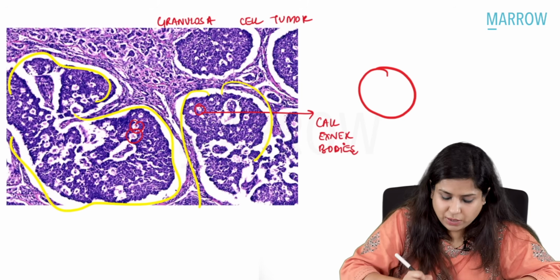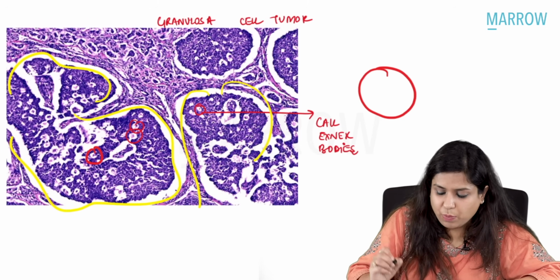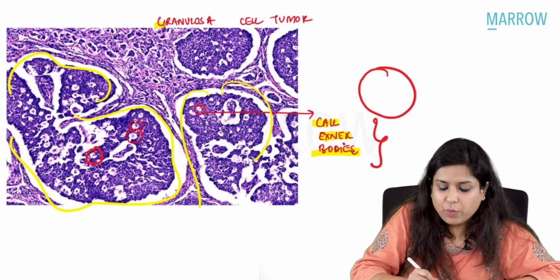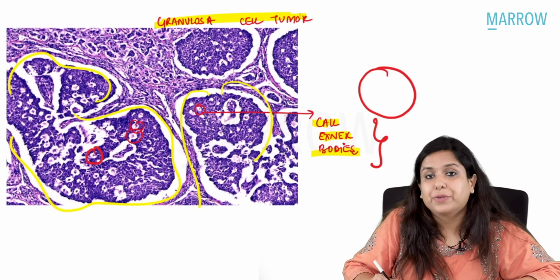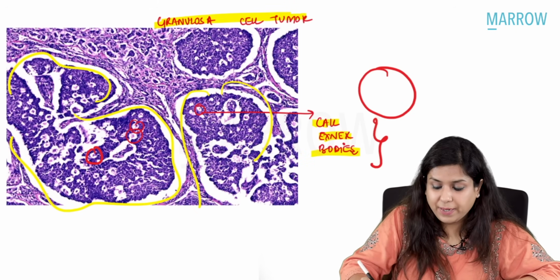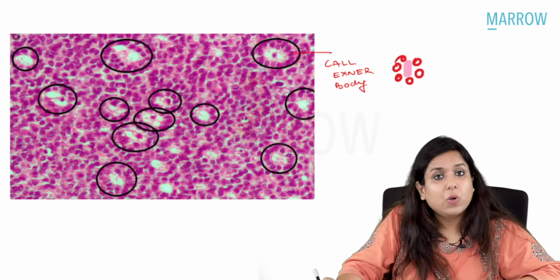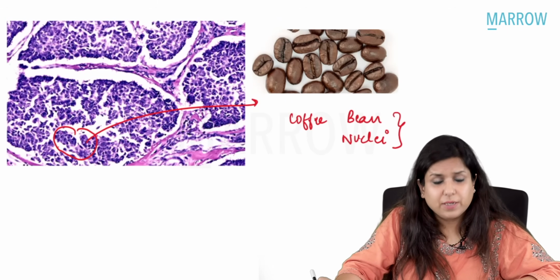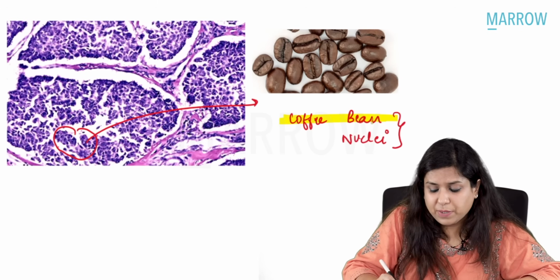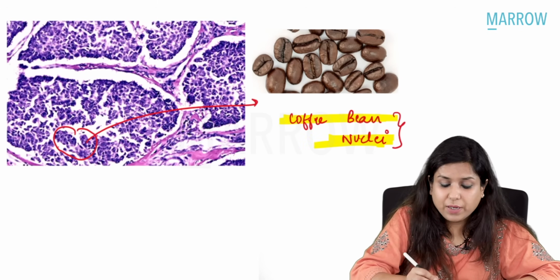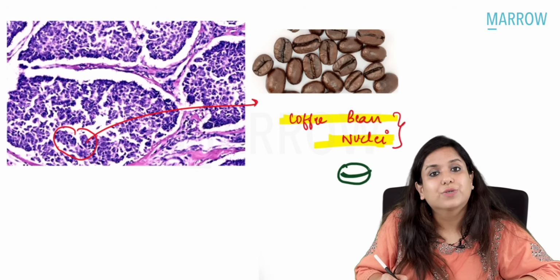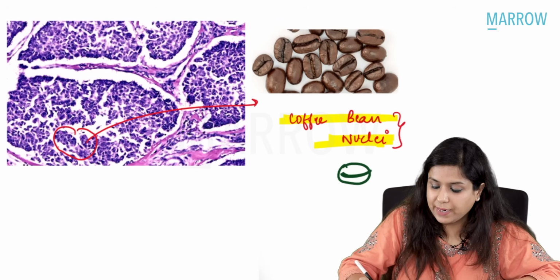Can you people appreciate these bodies? What are these bodies, students? These are basically the Call-Exner bodies which are seen in granulosa cell tumors of the ovary, right? These are the Call-Exner bodies. Also in granulosa cell tumor, what is important is the presence of coffee bean nuclei. You have a nucleus with a longitudinal groove that is called a coffee bean nucleus, correct?